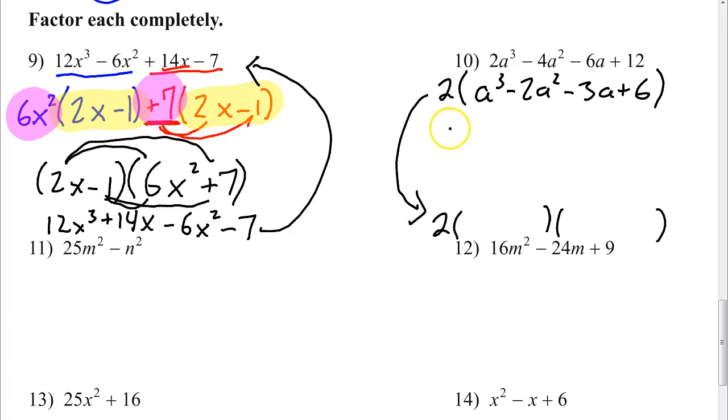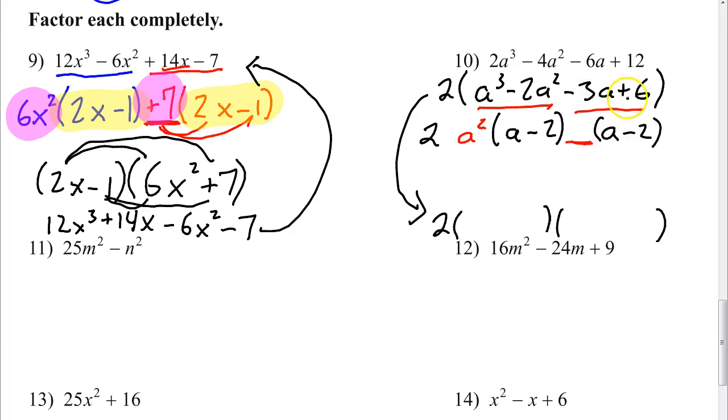Okay. So we've got that 2 in front, and then we're going to have, well, what's the GCF of the first 2, and what's the GCF of the second 2? Same thing we just did in number 9. So a squared, a minus 2 is the leftovers, so this also must be a minus 2. And what do we have to put here to get negative 3a and 6? That's going to be a minus 3. Give us negative 3a and positive 6.